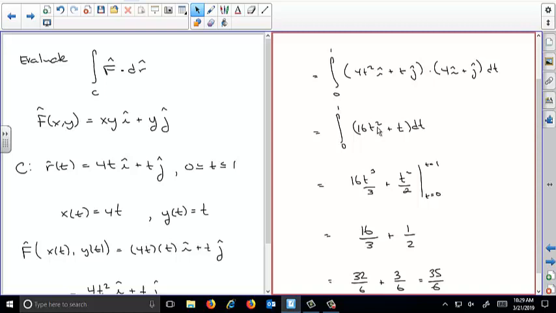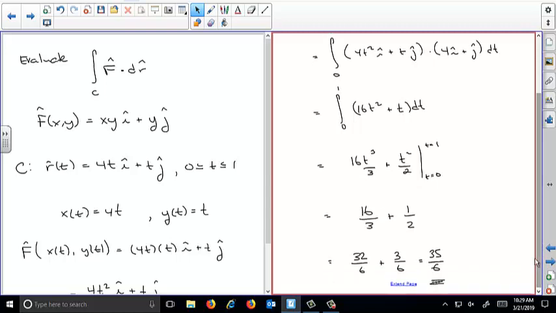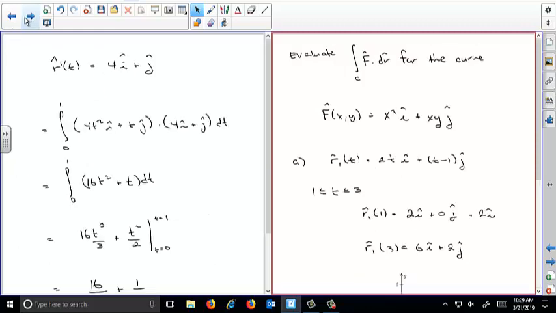So the integral of t squared is t cubed over 3. The integral of t is t squared over 2. Evaluate it at t equals 1 and t equals 0. At t equals 0, it goes to 0, so we just need to evaluate it at t equals 1. So you get 16/3 plus 1/2, find a common denominator, and you get 35/6. Okay, so that's how that works.